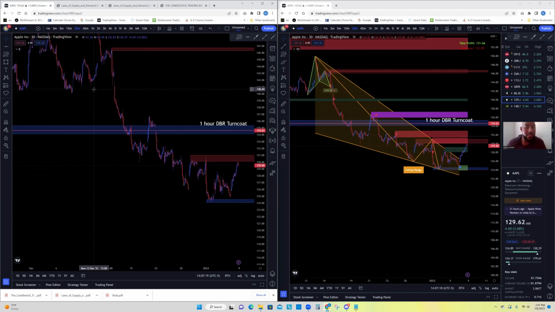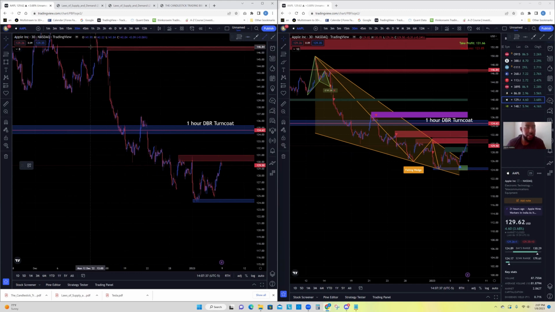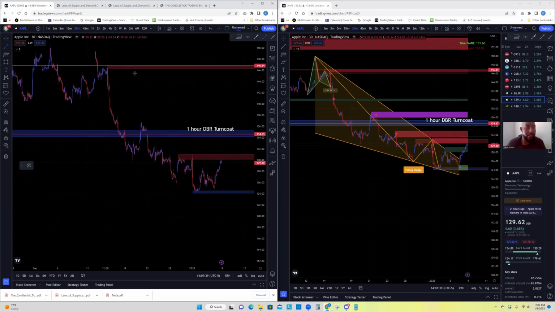So let's look at this. We've got pretty much a falling wedge pattern here. Let's draw this trend line. If I go from the top of this all the way down here, I can make a trend line here.